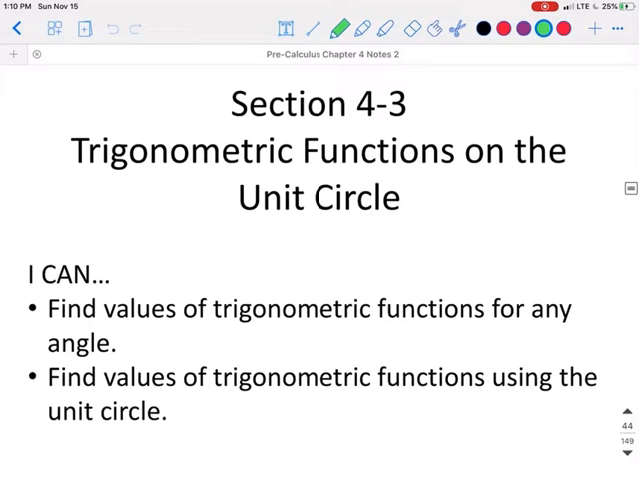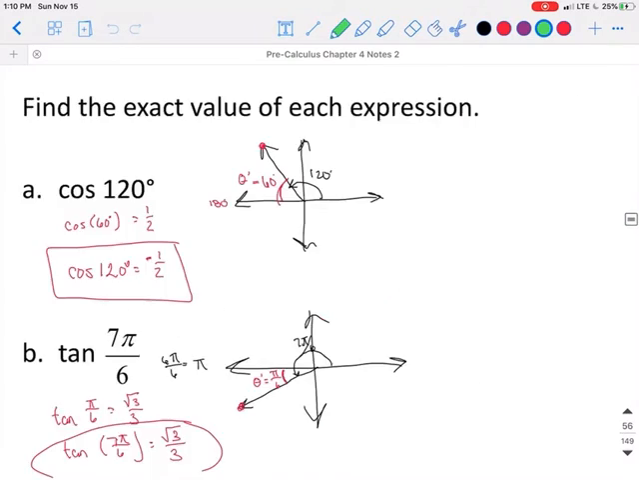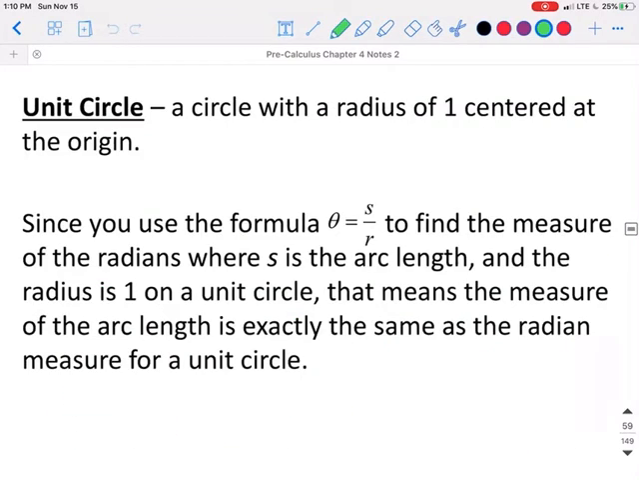This is section 4.3, part B, trigonometric functions on the unit circle. A unit circle is a circle that has a radius of 1 centered at the origin. Since we use the formula theta is s over r, where s is the arc length, and the radius of our circle is 1, the measure of our arc length is exactly the same as the radian measure for a unit circle.